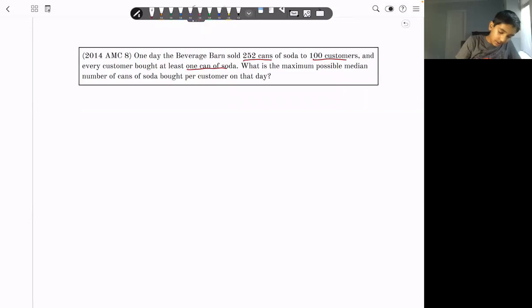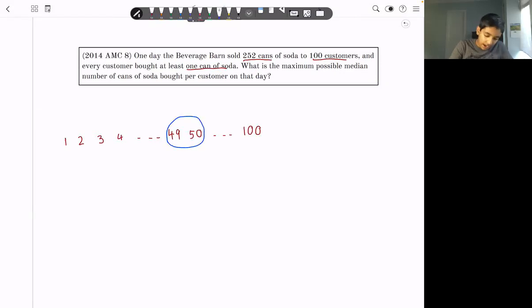We have 100 customers, so that's a lot to deal with. Let's just call them 1, 2, 3, 4, up to 100. Or actually, I'll just write some other terms, 49 and 50, and 100. Now we're asked to find the maximum median, and everybody has to buy at least 1 can of soda. The median is maximized when these two values are maximized, because the median is just the average of these two values, since these are the middle two values. So we have to find the average of these two values, and we have to maximize it.